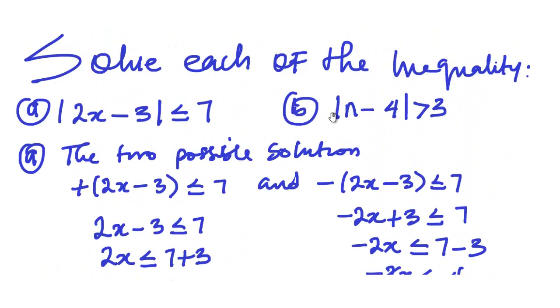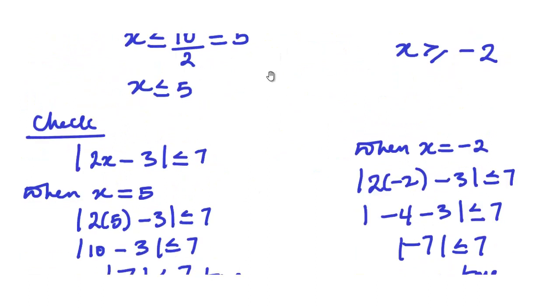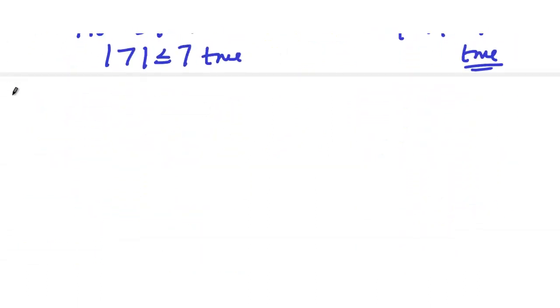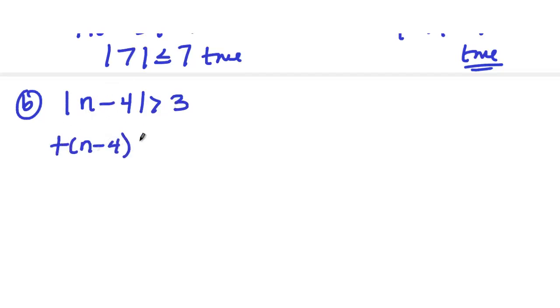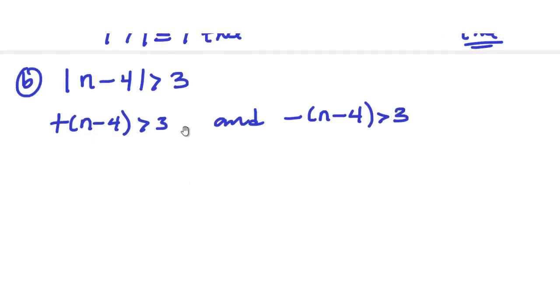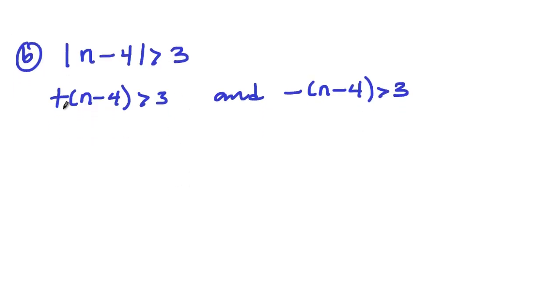This one says the absolute value of n minus 4 is greater than 3. So for B, we have the absolute value of n minus 4 is greater than 3. Like I said, there are two possible solutions that will make this true. That is, plus (n minus 4) is greater than 3, and minus (n minus 4) is greater than 3. So if we consider these two, let's open the bracket.